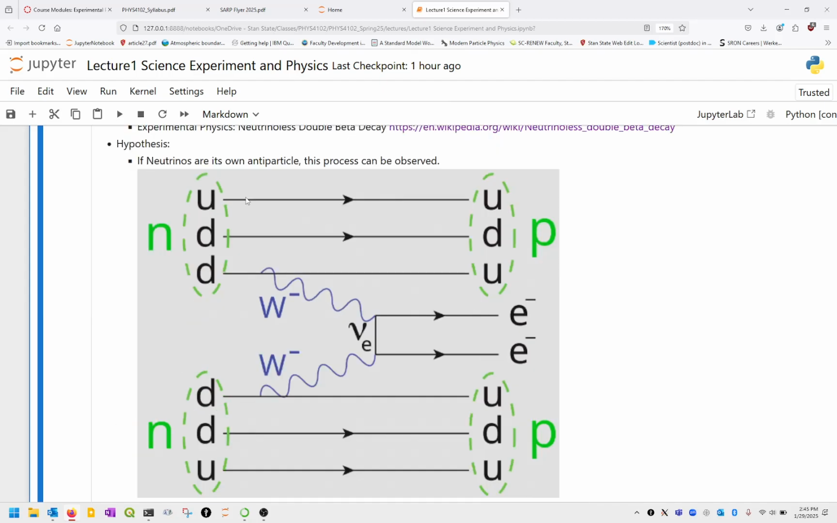Okay, and so this is a neutron, two neutrons decaying into two protons. And this happens actually all the time. If you ate a banana today, this is actually happening much more inside you than the rest of us, because I didn't have a banana today.